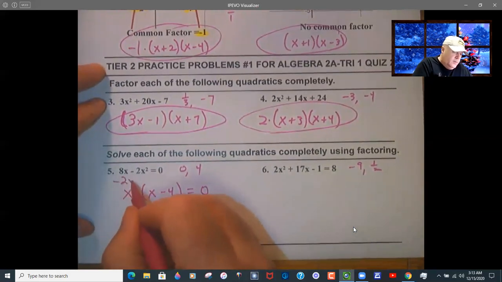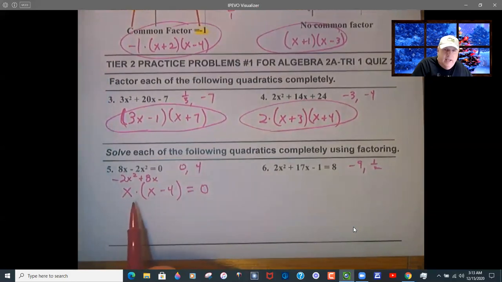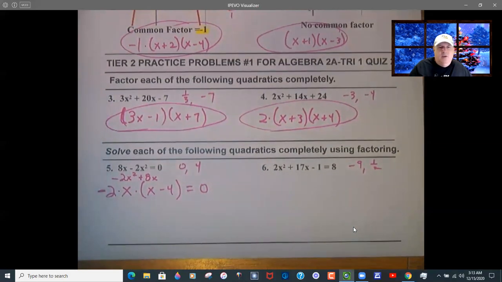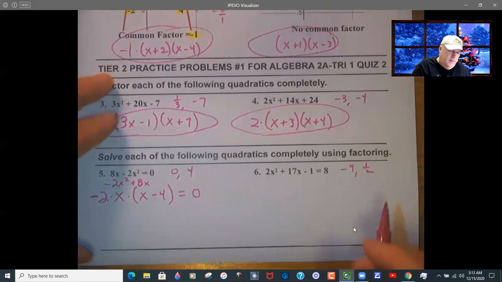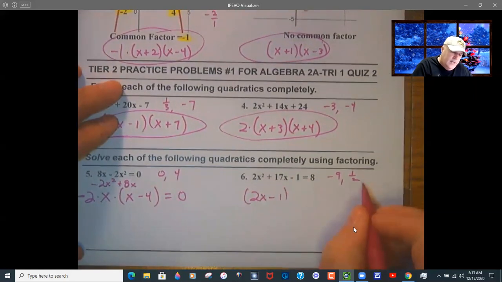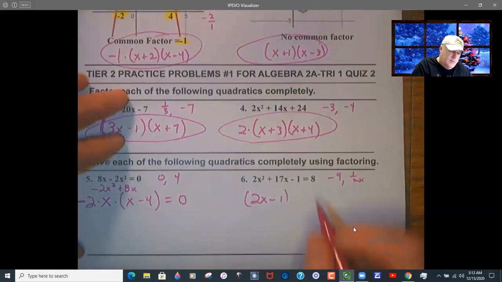And notice once I turn this around, that x times x is not -2x squared. So I must have a common factor of -2. You've got to check for common factors all the time. So factoring 2x minus 1, a lot of times I just write x next to the denominator value, times x plus 9.